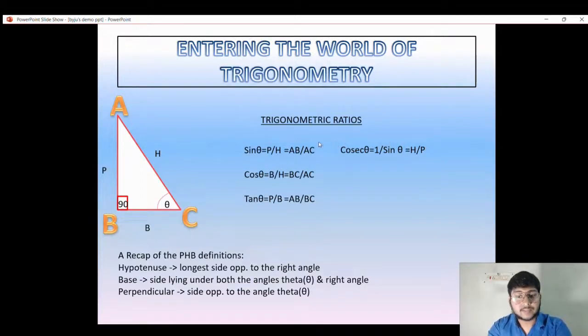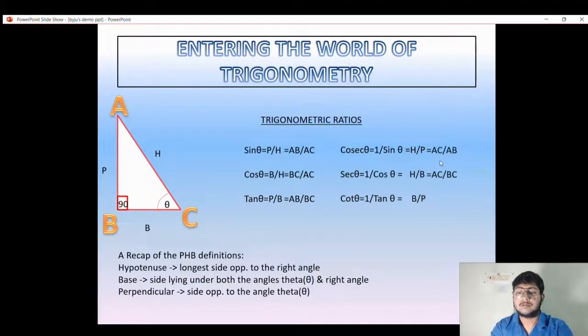That means if sine theta is p by h, then cosec theta must be h by p, because 1 by p by h is 1 by h by p. So cosec theta equals hypotenuse AC by perpendicular AB. In a similar way, sec theta equals 1 by cos theta. Therefore, if cos theta is b by h, sec theta must be h by b. And similarly we have cot theta, which is 1 by tan theta, and tan theta is perpendicular by base, so cot theta must be base by perpendicular.